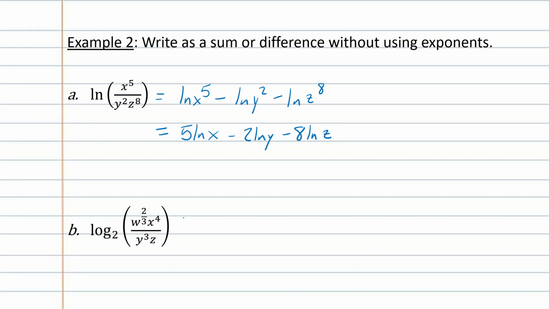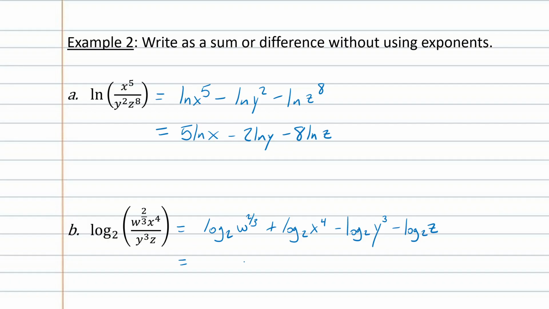It's that simple. Part B says the log base 2 of w to the 2/3 power times x to the 4th divided by y to the 3rd power z. Okay, well, this would be the log base 2 of w to the 2/3 power plus the log base 2 of x to the 4th minus the log base 2 of y to the 3rd power minus the log base 2 of z.